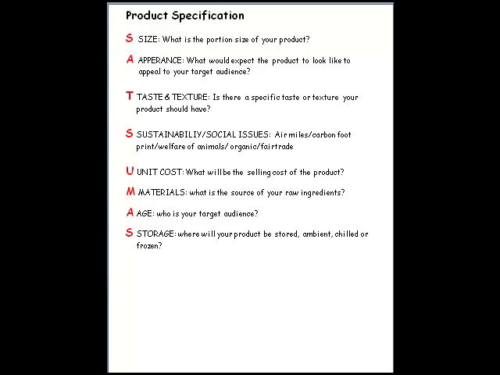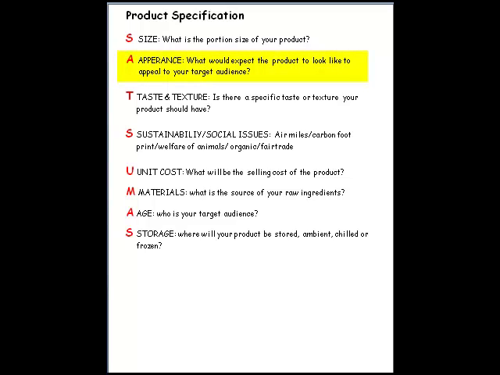So for example, S is for size. What is the portion size of your product? You could say it will be 400 grams, as from my market research I found each single portion product weighed 400 grams. Appearance is A.